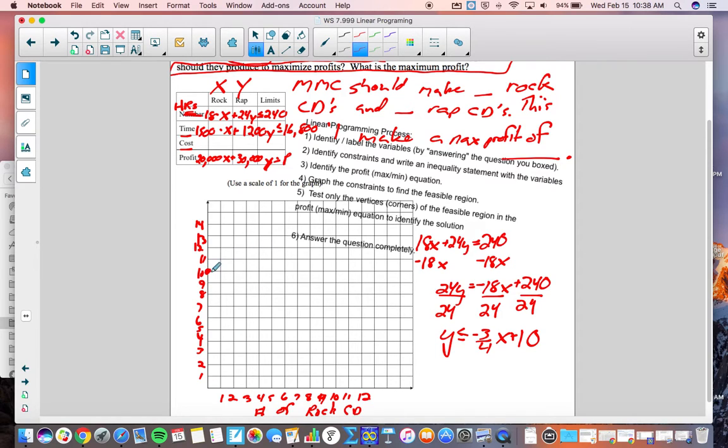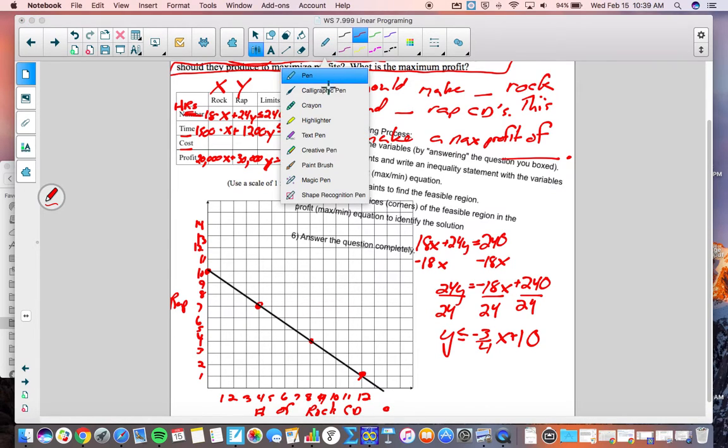Sure enough, so I know my y-intercept is 10, but now I'm going to go down 3 rap CDs for every 4 rock CDs. Down 3, right 4, down 3, whoa, I goofed, I didn't go down 3 on that one, so I gotta move that one up too. Down 3, right 4. Right about there. So I'm going to make a straight line with that. And I know that, oofta, bad counting, Mr. P. There we are. I know that the feasible region has to be underneath that or at that.